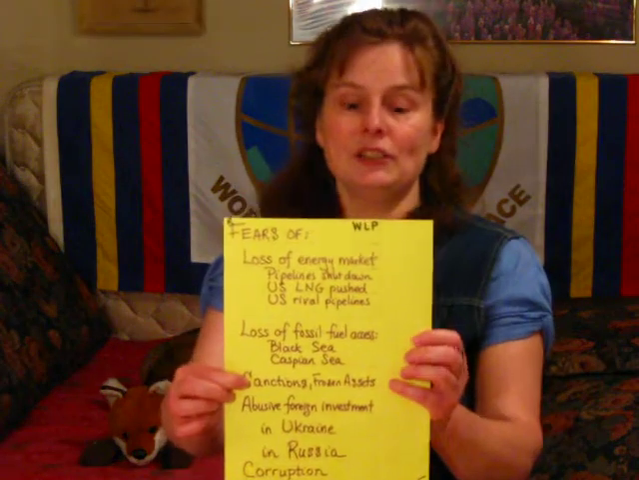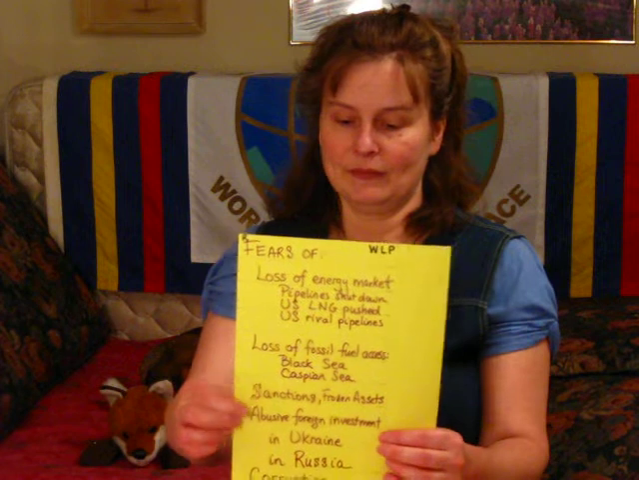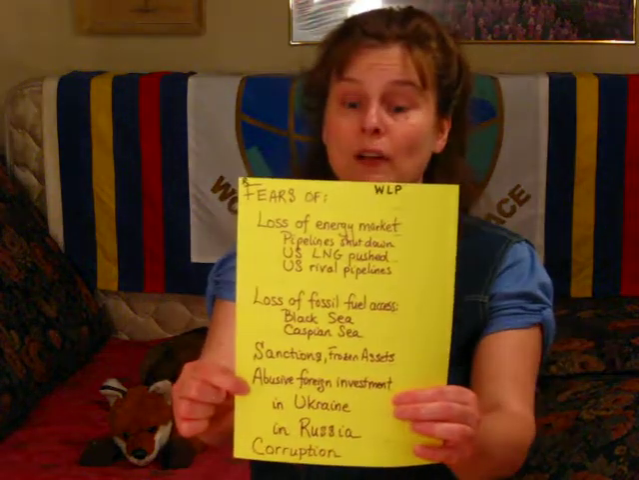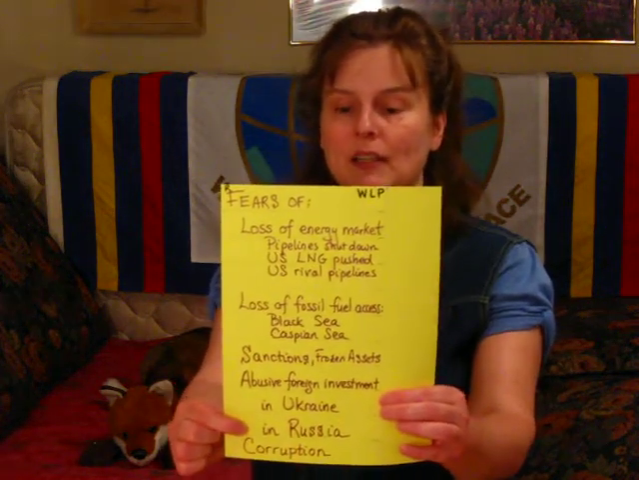Other fears: sanctions, frozen assets. Abusive foreign investment in Ukraine and in Russia. Now, I don't have proof of this abusive foreign investment. But Putin, in his speech, or in his essay, or both, says that the U.S. and Western policymakers and businesses have been trying to take over Ukrainian businesses, that they might be interested in agricultural land there for their own benefit, not to help Ukraine. They frame it that way, but it's for their own profits.